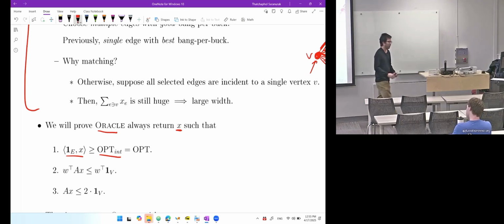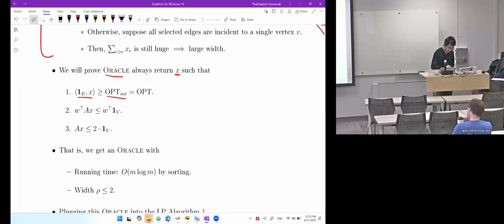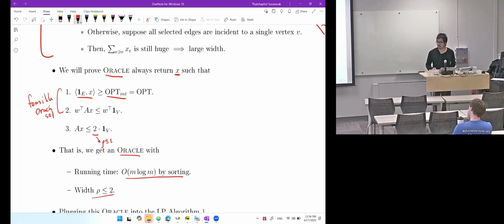Okay. And you see that this implies that it's a feasible oracle solution. Here the width is 2. So we get this. And the running time of this algorithm is just for sorting, basically. That takes m log m.